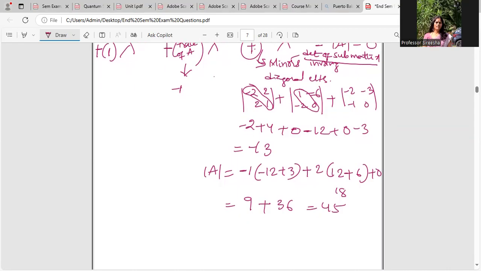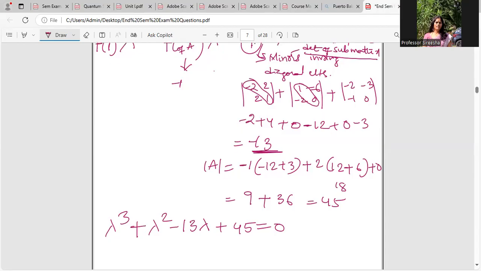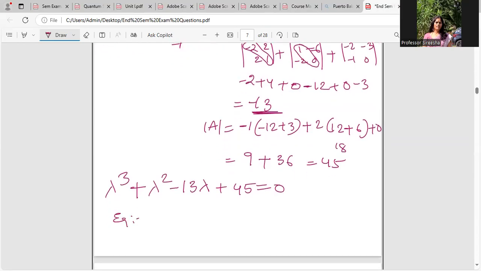Now let me finally write the equation: lambda cube. I've got a minus 1. Actually, there was a minus, so it would be plus lambda square. But then I have the sum of the minors to be minus 13. There was a plus, but then lambda will be having a negative sign. Minus 13 lambda plus 45 is equal to 0. If you find the roots using a calculator, you will go to equation and then give the values. A would be 1, B would be 1, C would be minus 30, D would be 45. You will supply these values, press equal to, and you will get the values.